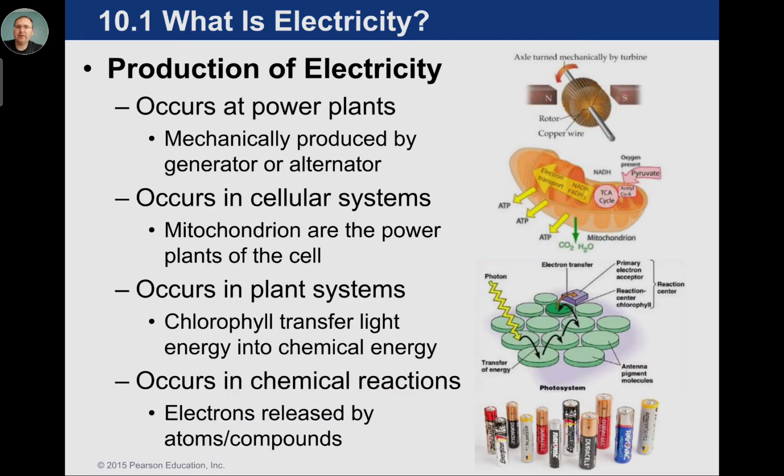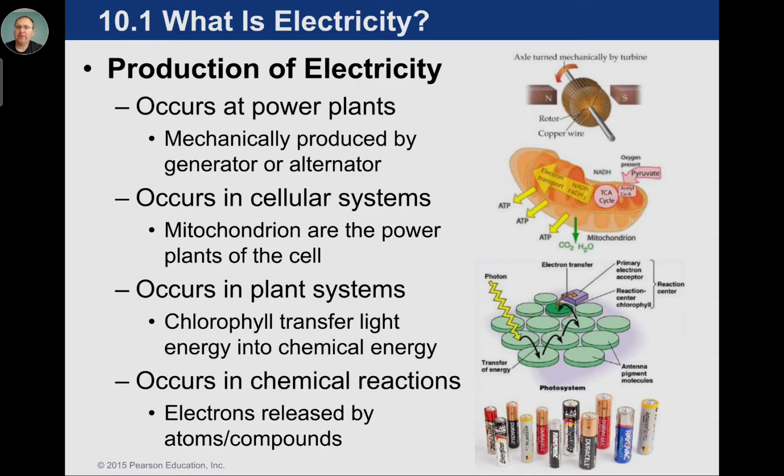So you can imagine that electricity is created in all kinds of different ways. You can create electricity in power plants. This is usually with copper turbines spinning really fast around some magnets, and those magnets can generate those electrons and send them through wires to your house.